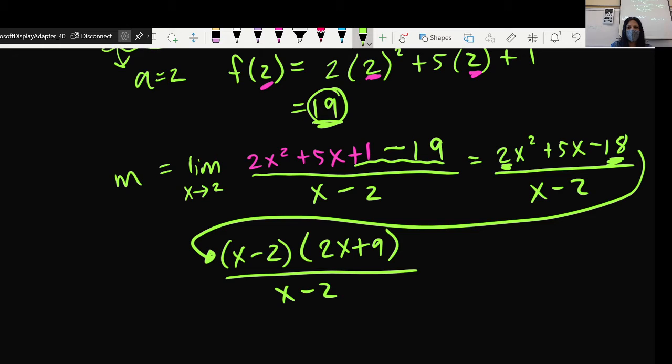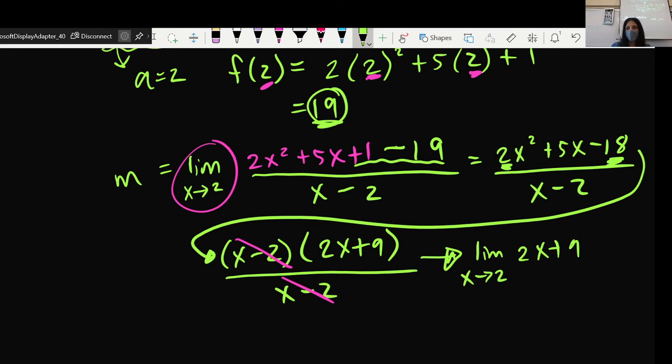But this is what it factors out to, and we're again in a similar position as last time where we can cancel things out top to bottom, which is so perfect because look, the limit was approaching 2, which would have caused us a problem. But it's no longer an issue because the limit as x approaches 2, well now I'm just left with 2x plus 9 to figure that out.